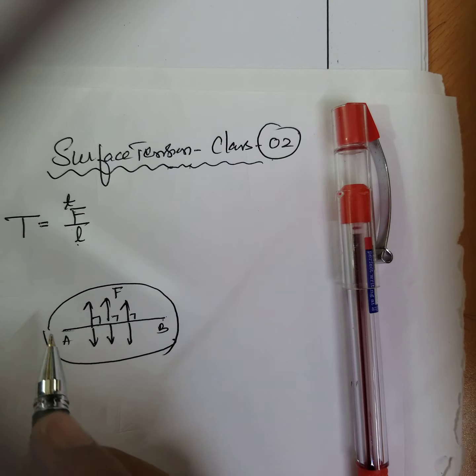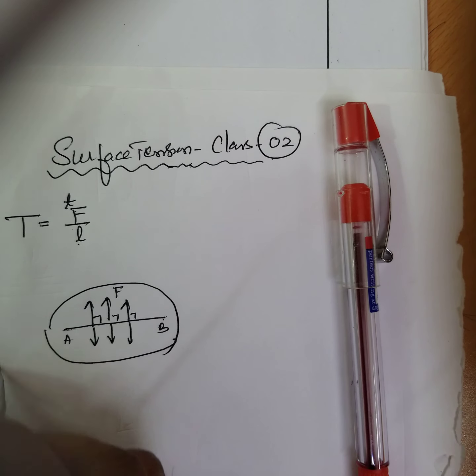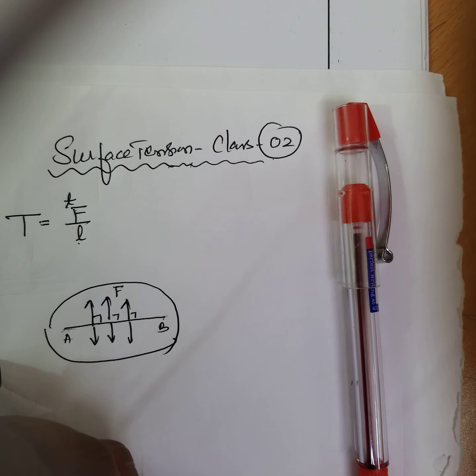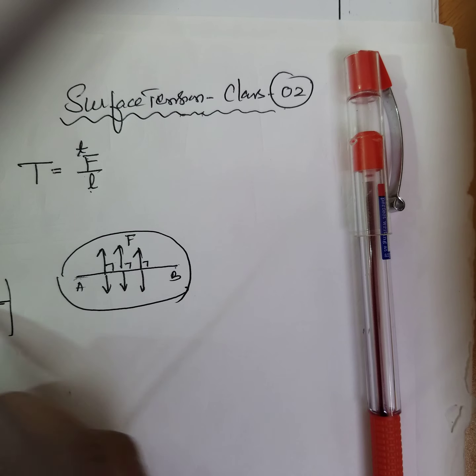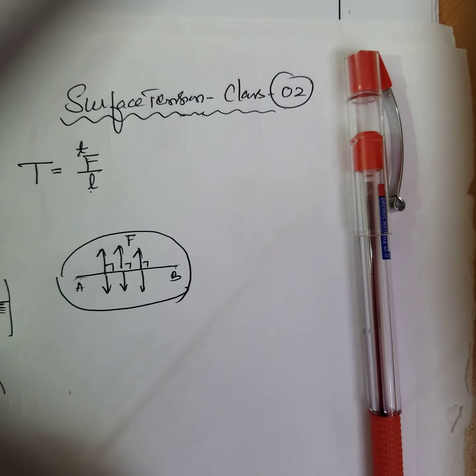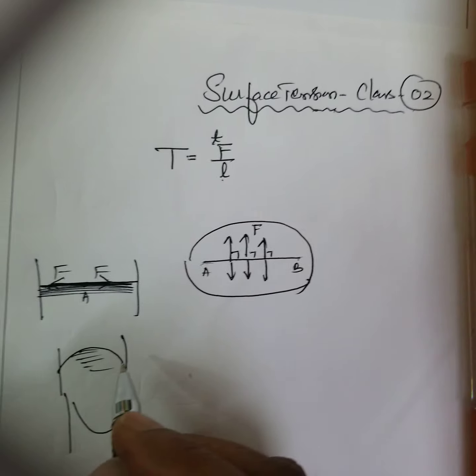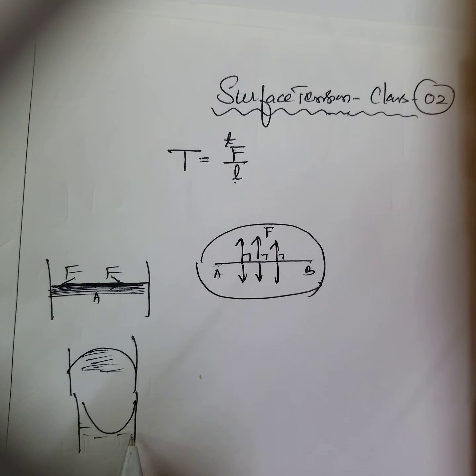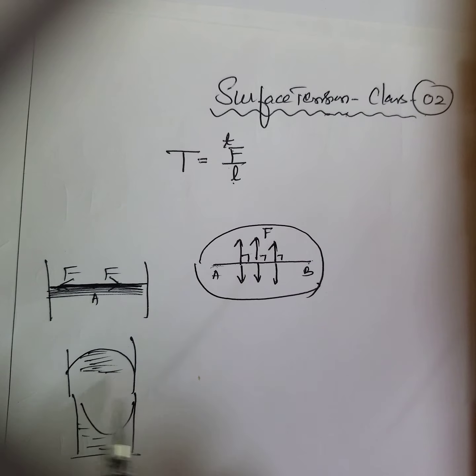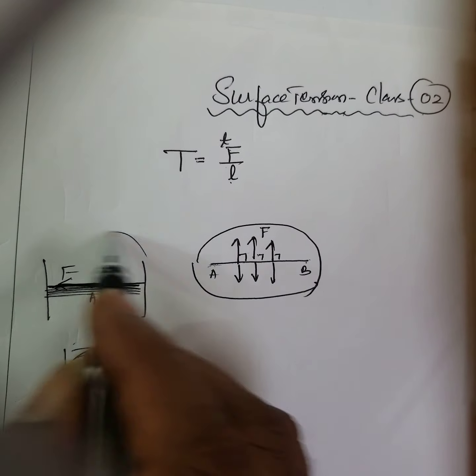Therefore, the force is tangent to the liquid surface. See, why I say tangent to the liquid surface: the liquid surface we think is flat, right? This is a line AB, and the force is acting in either direction. But the liquid surface is not plane. It may be convex or concave. In the case of mercury, it is convex. In the case of water, it is concave. I'll tell you this later. The tangential force and all that we'll discuss.